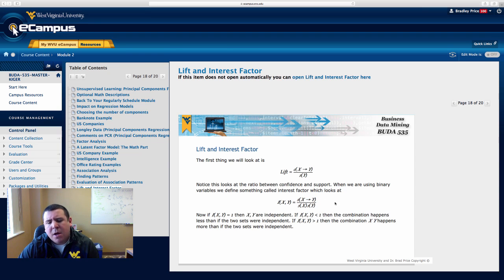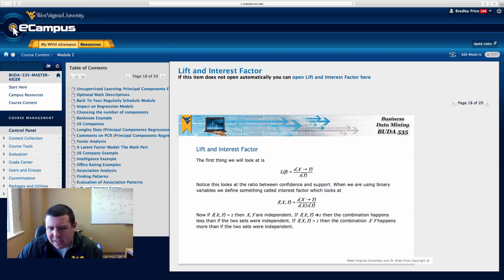Here, it's the same thing. You're going to create these things, but if the interest factor is equal to 1, then x and y are independent. Basically what it means is x and y occur randomly. It doesn't matter if you have x then y. Basically what's going to happen is they're going to occur together.